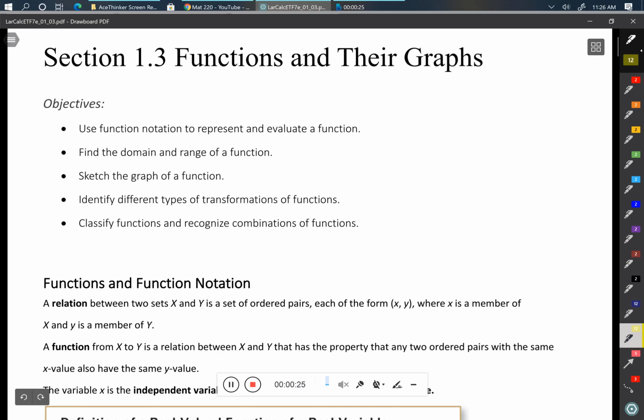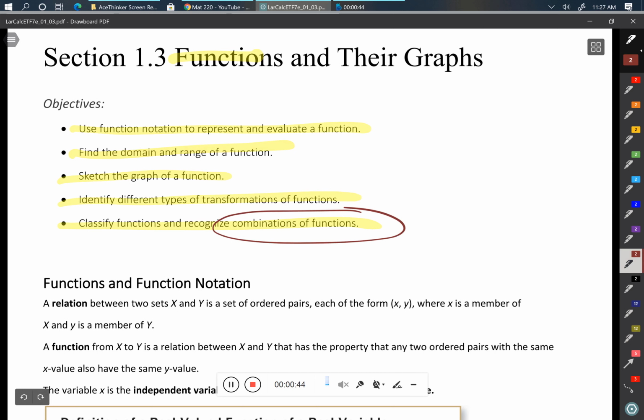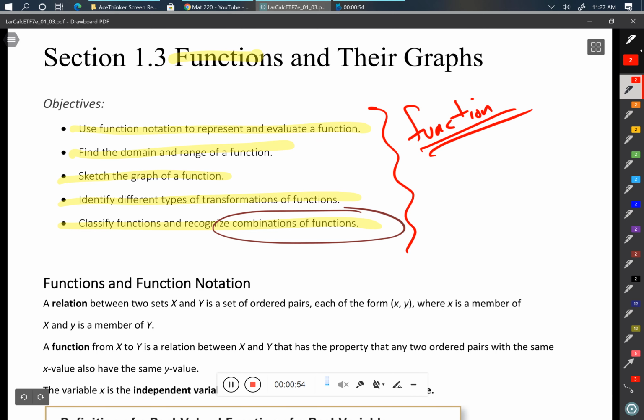Well, first off, what's a function? Okay, so our objectives are to use function notation and to evaluate a function, to find the domain and the range of a function, sketch a graph of the function, identify different types of transformation of functions, and to classify functions accordingly and recognize when a function is actually a combination of other functions. But what you'll notice is in every single one of these objectives is the word function. So what is a function?